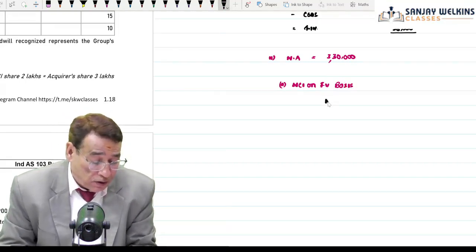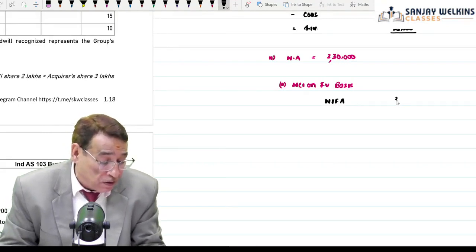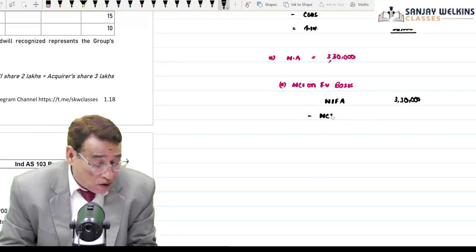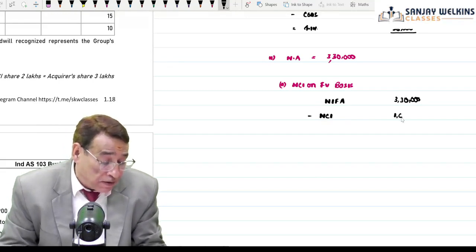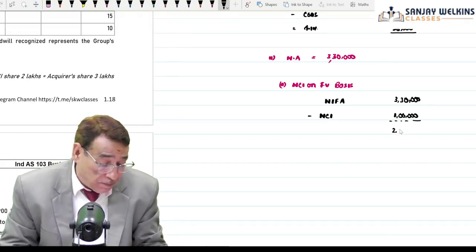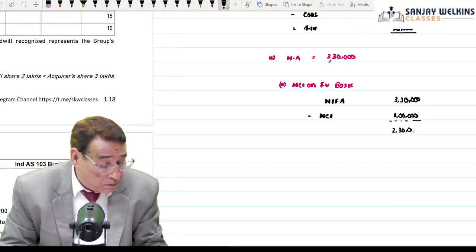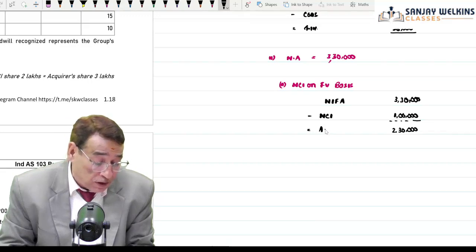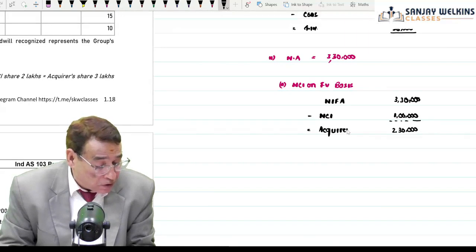First of all, you are going to write net identifiable asset, 3,30,000. Then you subtract NCI. NCI on fair value basis is already given in the question, 1 lakh. So this time 2,30,000. 2,30,000 will be the acquirer's share. So the acquirer's share will be equal to this much.